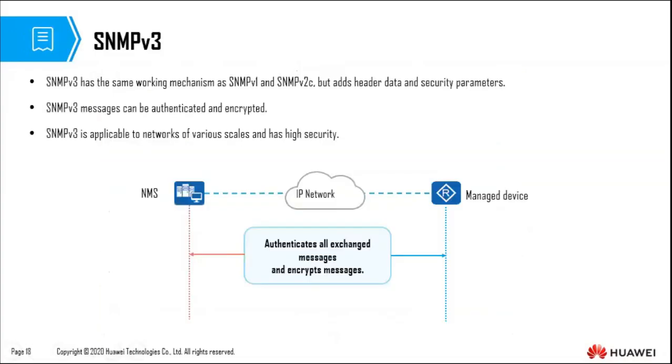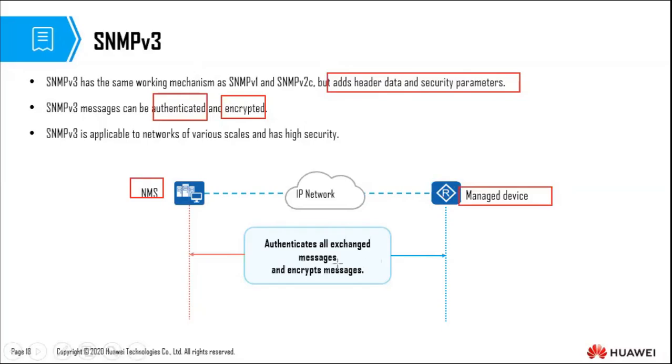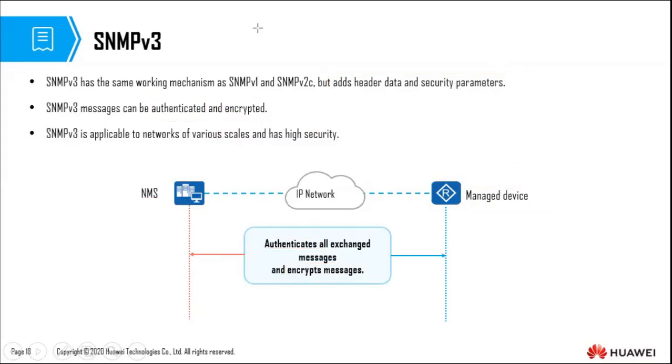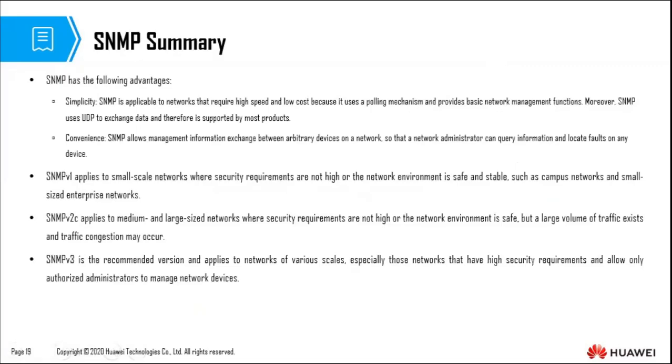Okay, so SNMP version 3, as I said, the only advantage of this one is that it adds a header for data and security parameters. So here, you can authenticate the source, and you can also encrypt the data as you're exchanging it between the NMS and the managed device. And so when the NMS sends a query or a modify request, it has to be authenticated. So it authenticates all exchanged messages and encrypts messages. Now, normally version 3 is used for networks that are big and have high security requirements. Otherwise, the other two do not offer security and therefore should be used with caution.